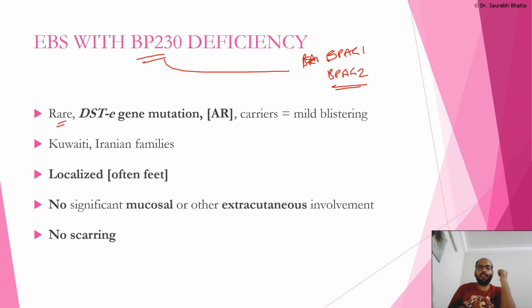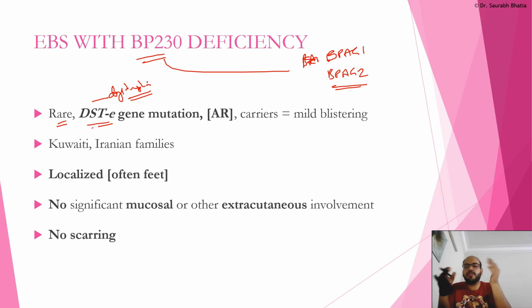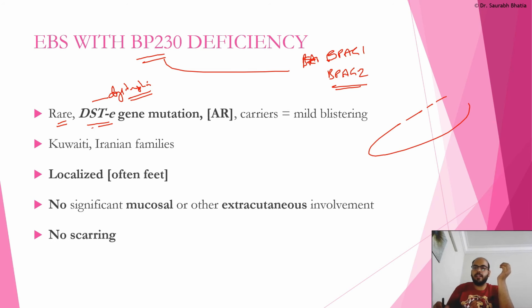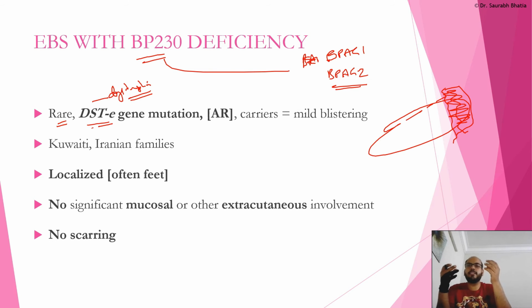Okay, it's a rare form of EBS in which there's a mutation in the DST gene. The DST gene encodes for dystonin. So if there's a mutation in this gene, it leads to truncation of the protein. That means if you have the entire protein, with the mutation, a tip or a part of it is lost, and that leads to a truncated protein. And because this BP230 is an essential component, let me just say everything again, don't worry.